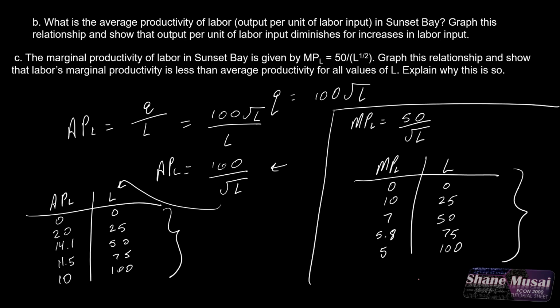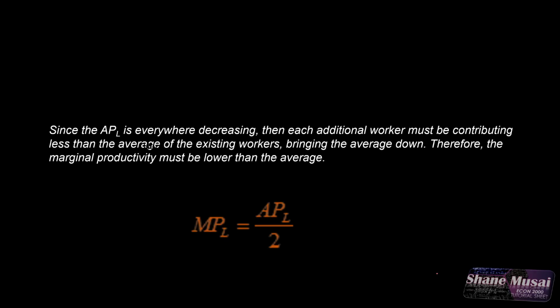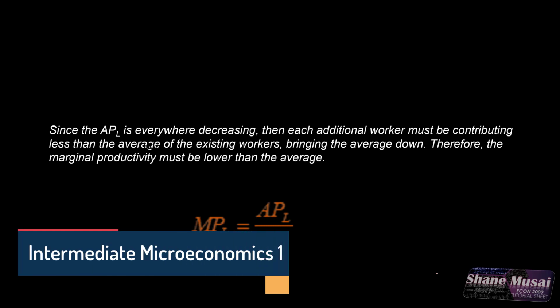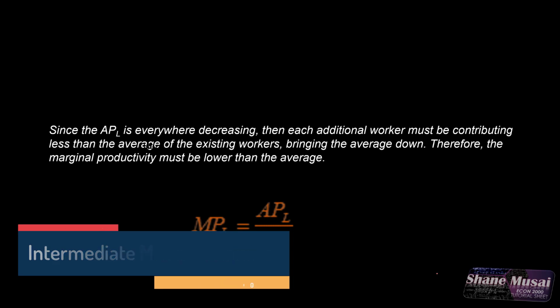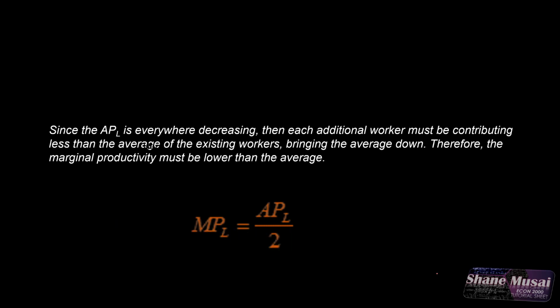Part C of the question says to show that labor's marginal productivity is less than the average productivity for all values of L. And this is the answer for that. Since the APL is everywhere decreasing, each additional worker must contribute less than the average of the existing workers, bringing the average down. Therefore, the marginal productivity of labor must be lower than the average productivity of labor.